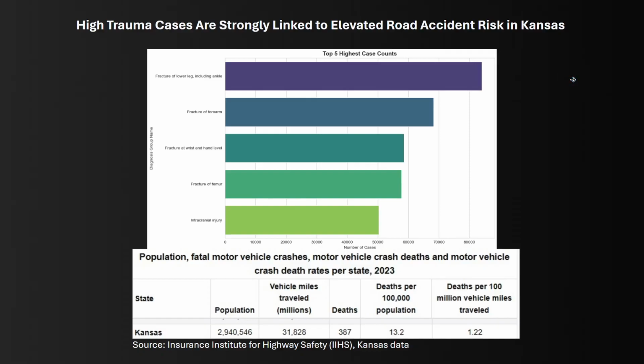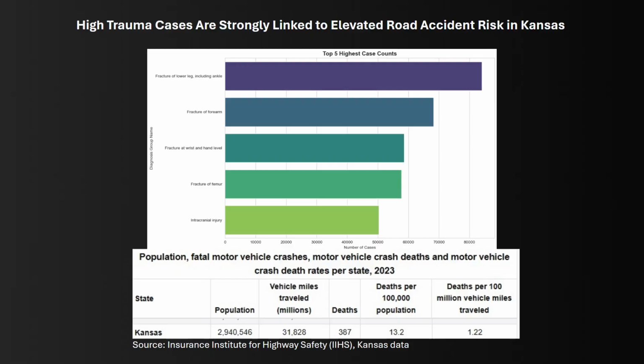So right here, this slide highlights the top 5 most common cases, where fractures such as lower leg, forearm, wrist, and femur dominated, followed by intracranial injuries. This clearly indicates that a significant portion of patient volume is driven by trauma-related conditions rather than chronic diseases.